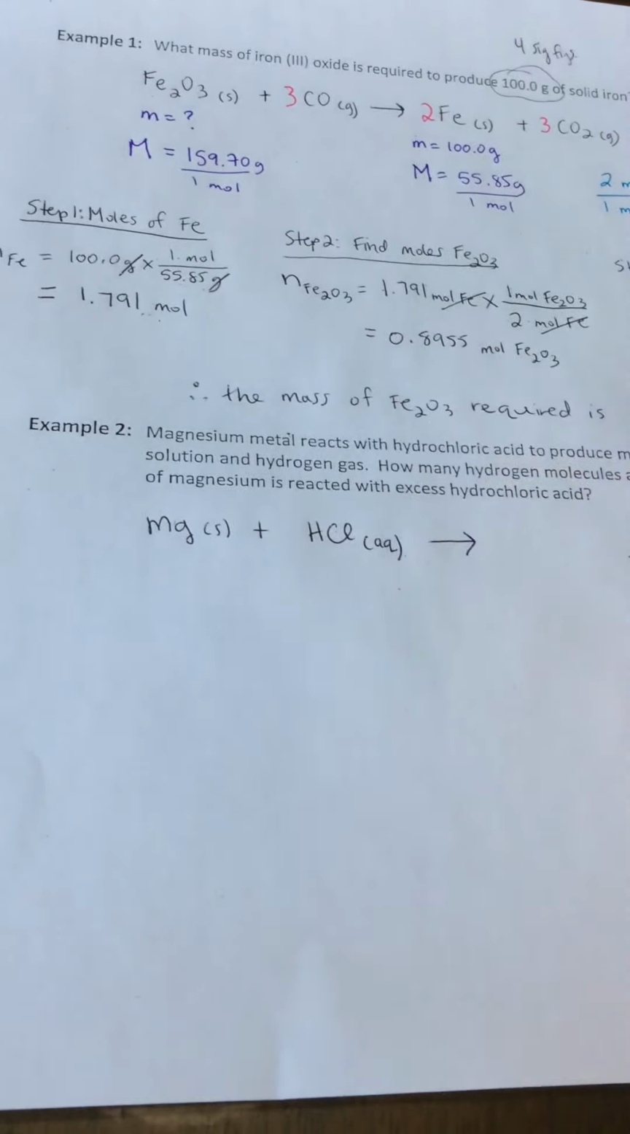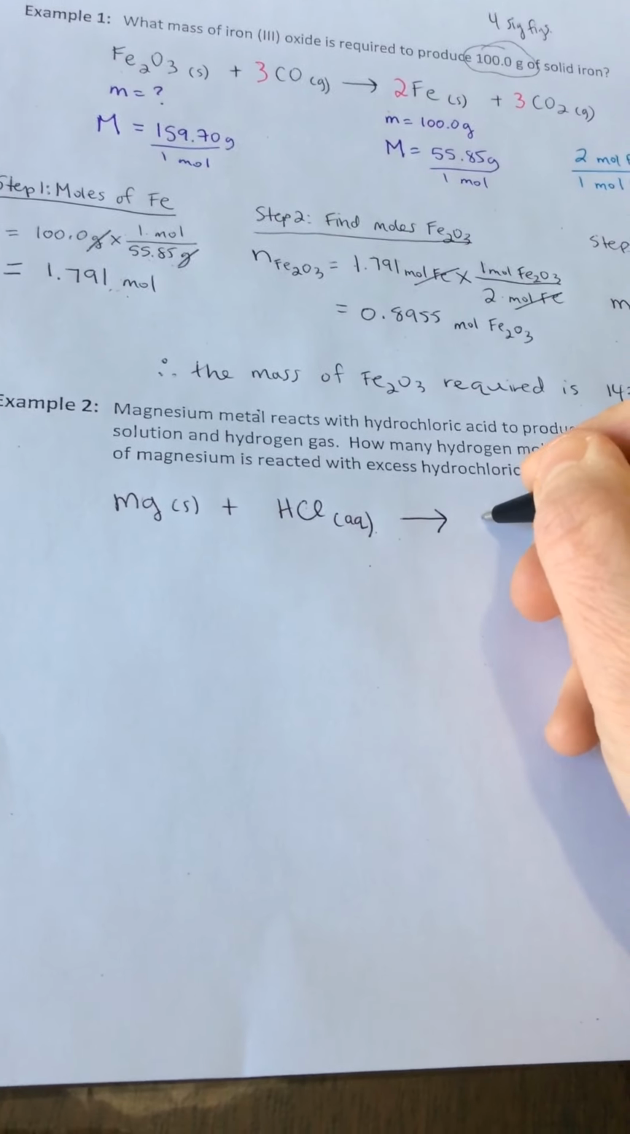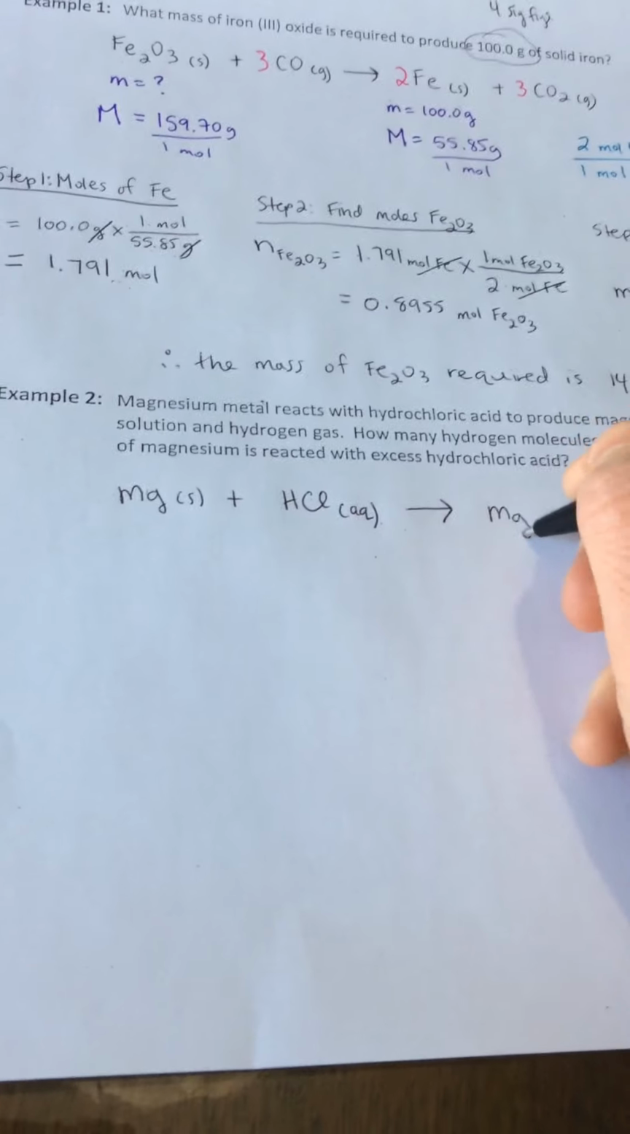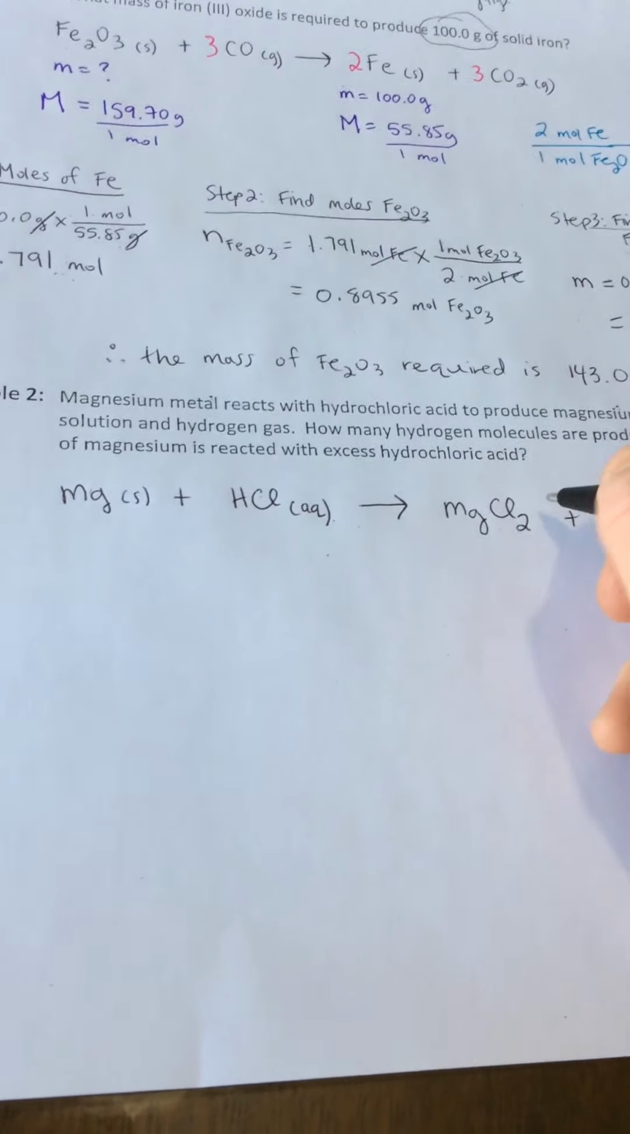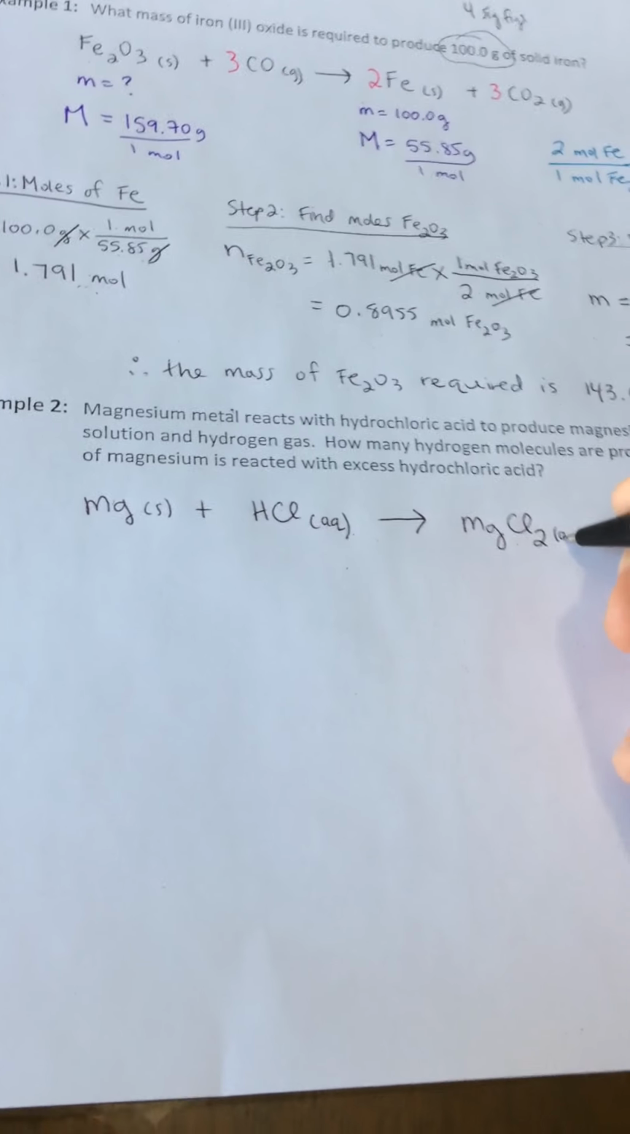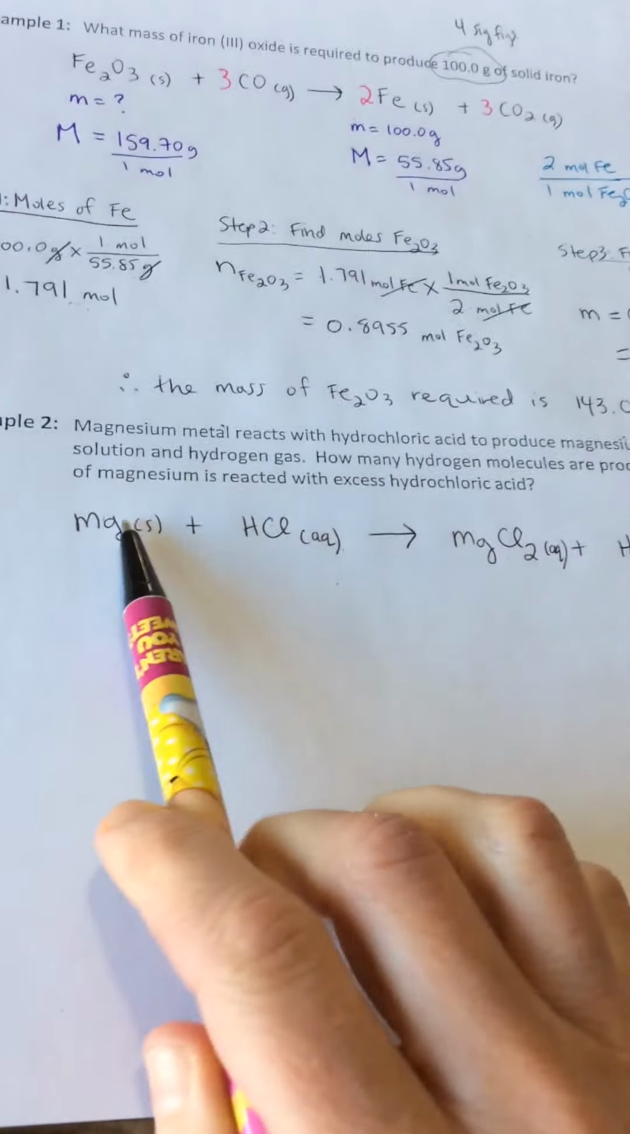And the magnesium and the chlorine will combine, but magnesium has a 2+ charge. Chlorine has a 1-, so we're going to need 2 chlorine. And that will be aqueous because this would have been a solid piece of metal.